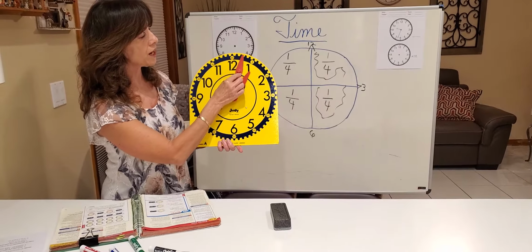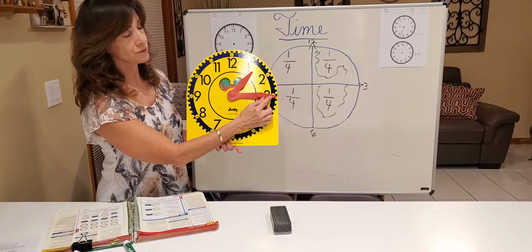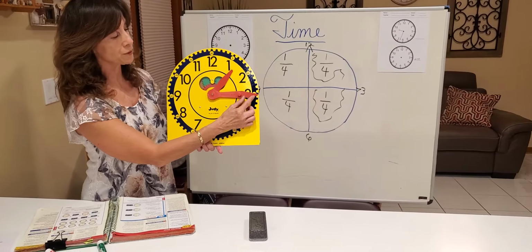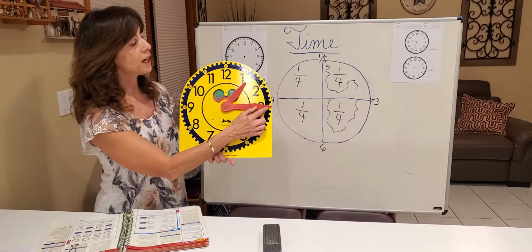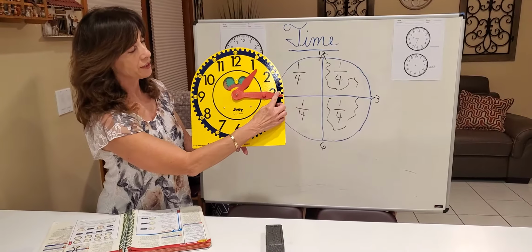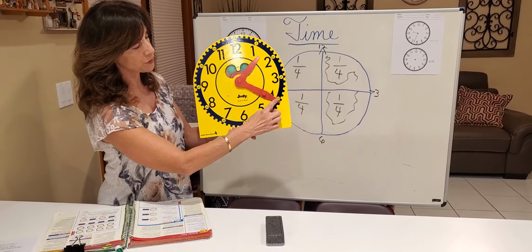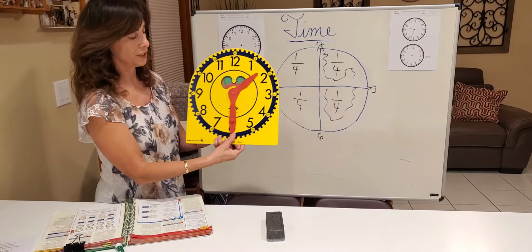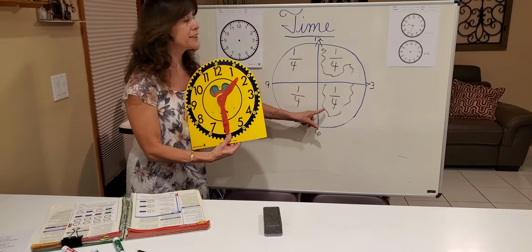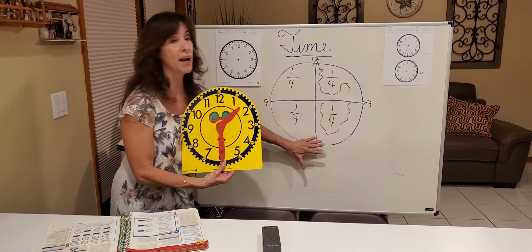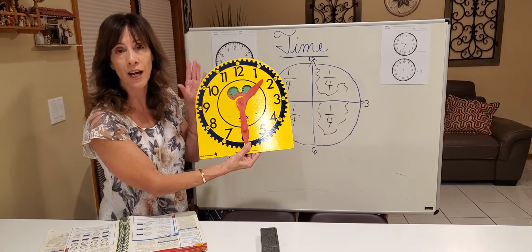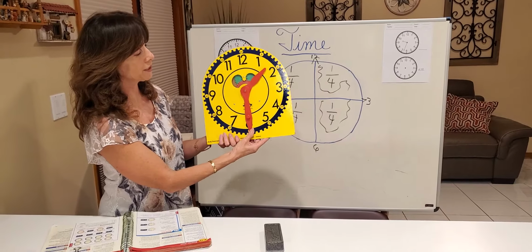From 1 o'clock to where the 3 is with my minute hand, I've done a quarter of an hour. And now I move down to here, I did another quarter hour, and now I have a whole half. I've done half of my circle, half of the clock.